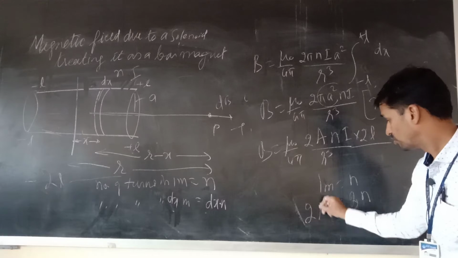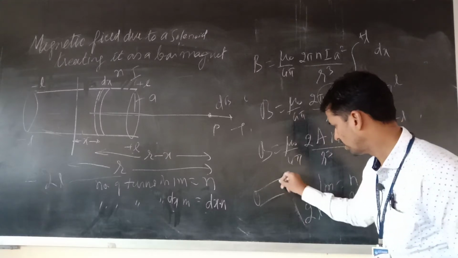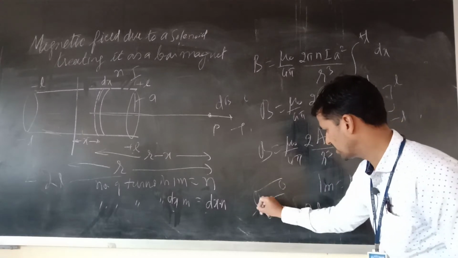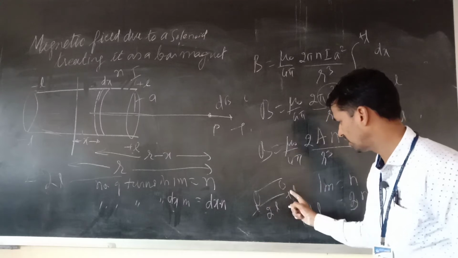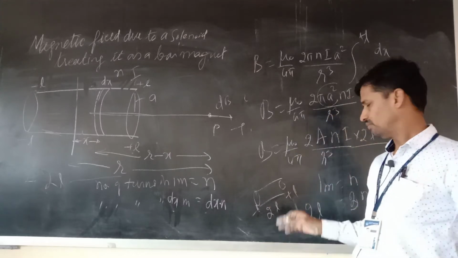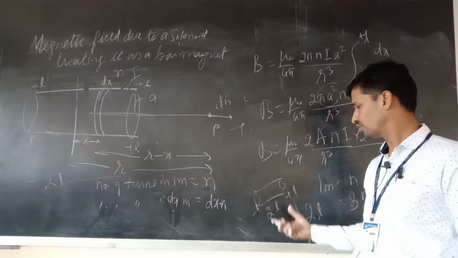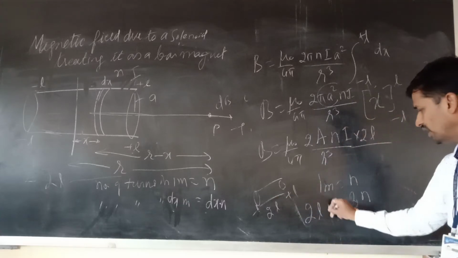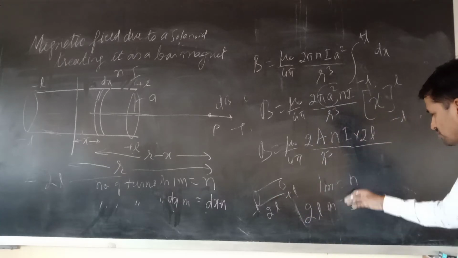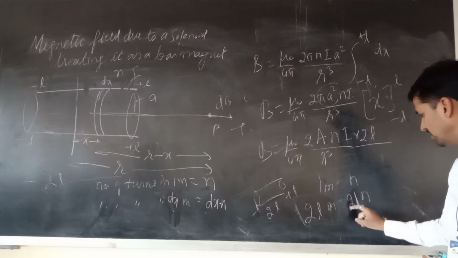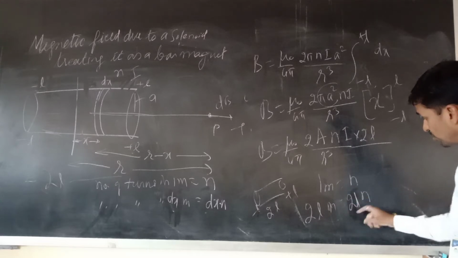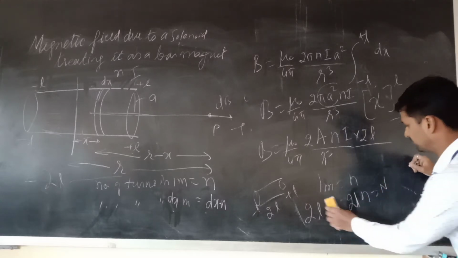In 2L meters, what is the length of the solenoid? Minus L plus L means how much? Total length is 2L. Don't make plus L minus L zero, sir, no. Total length is 2L. In 2L meter, how many turns will be there? 2L into n. This is the total number of turns we have. Next.